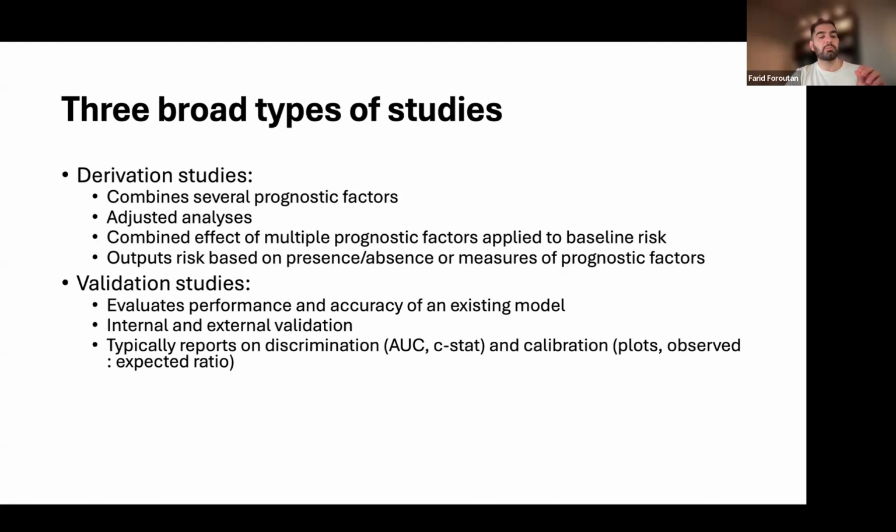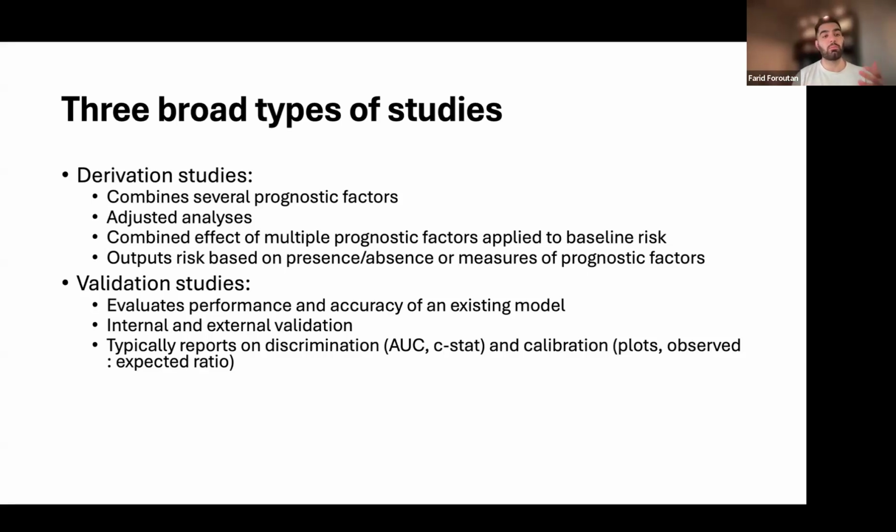Then we have these studies that we call validation studies. And these validation studies, their ultimate goal is effectively to take somebody else's model or even their own model, take it to some completely unseen cohort that was never exposed to the model. The model development was never based on the distribution of data that was seen in that cohort, and see how well that model is performing in that external validation study.